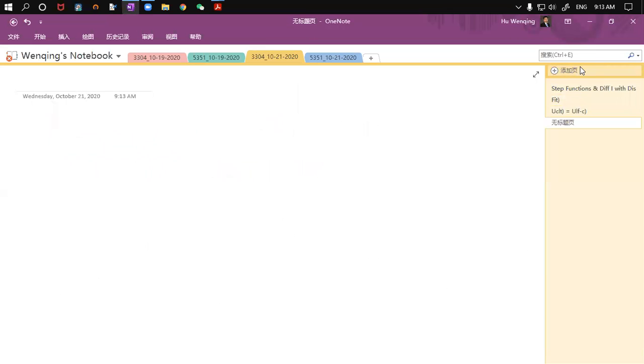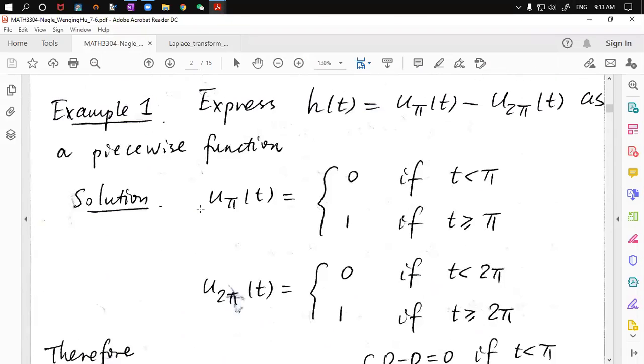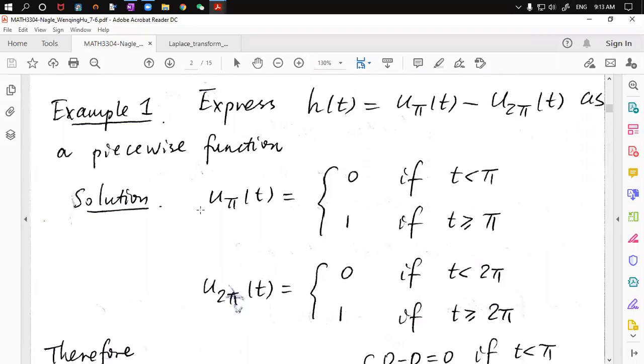Okay, so that's about the unit step functions. Now we're going to show you an example that tells you how the unit step function can serve as the building block of very general step functions. So let us look at the following example. This example says, can you express the function h of t, u pi of t minus u 2 pi of t, as a piecewise function.